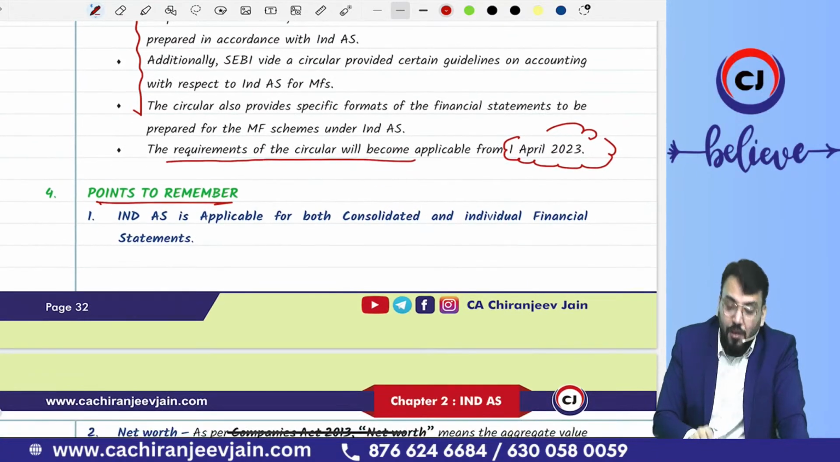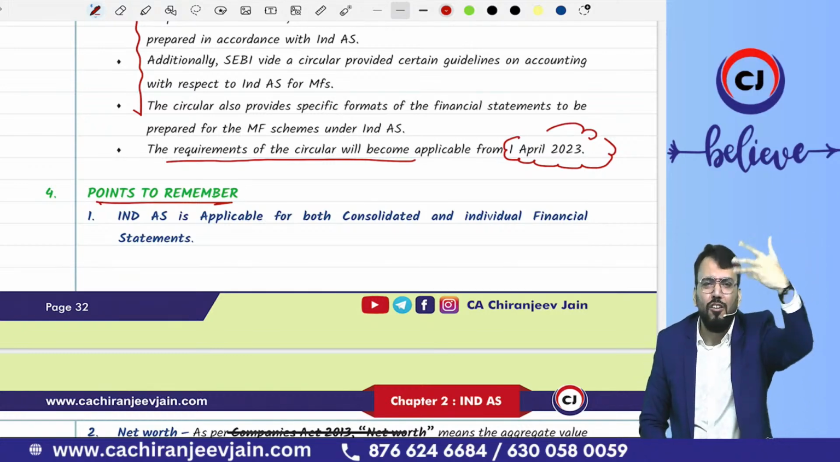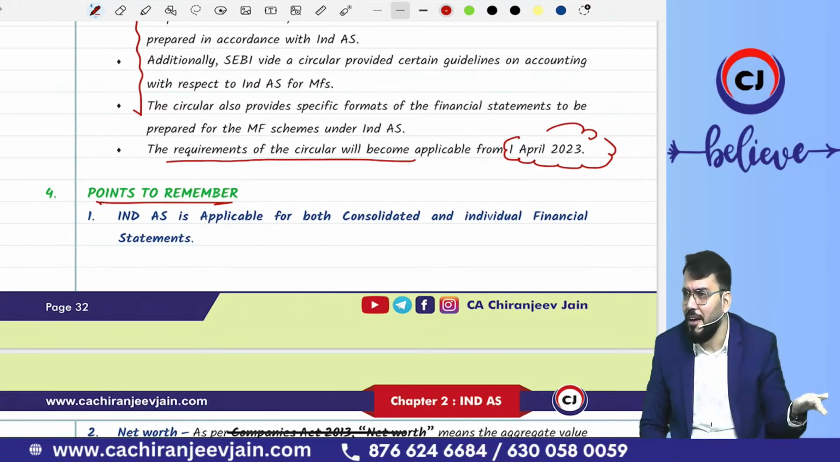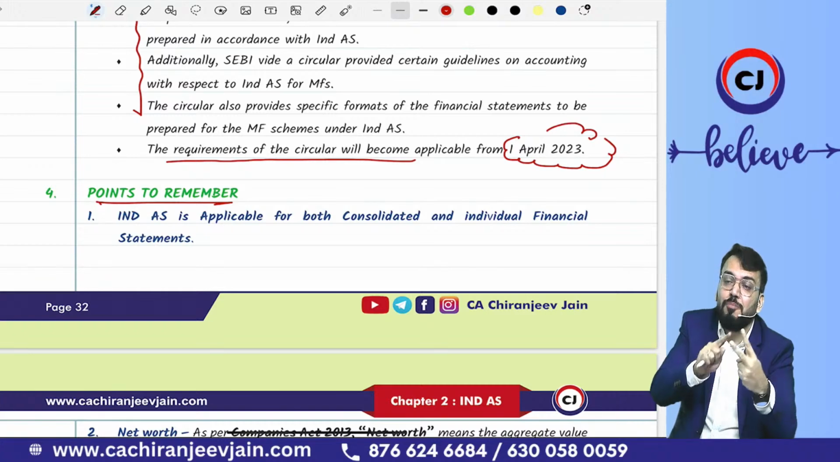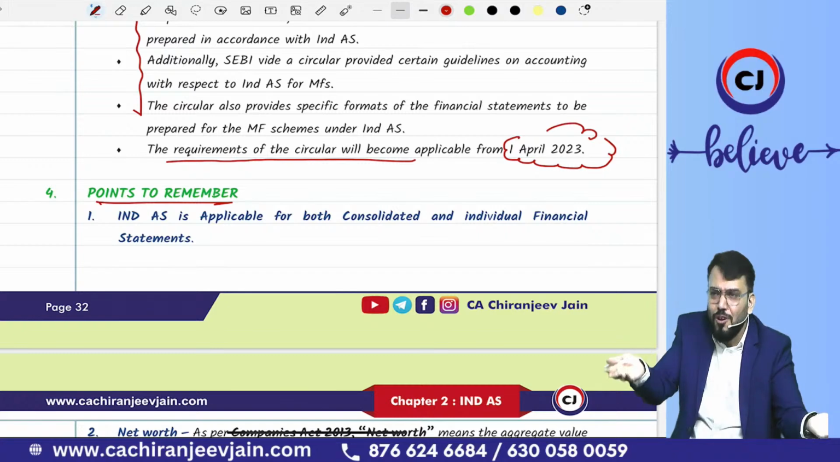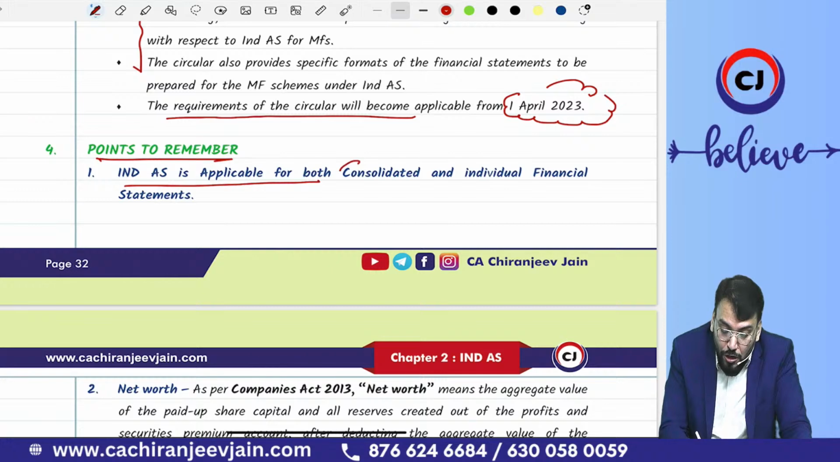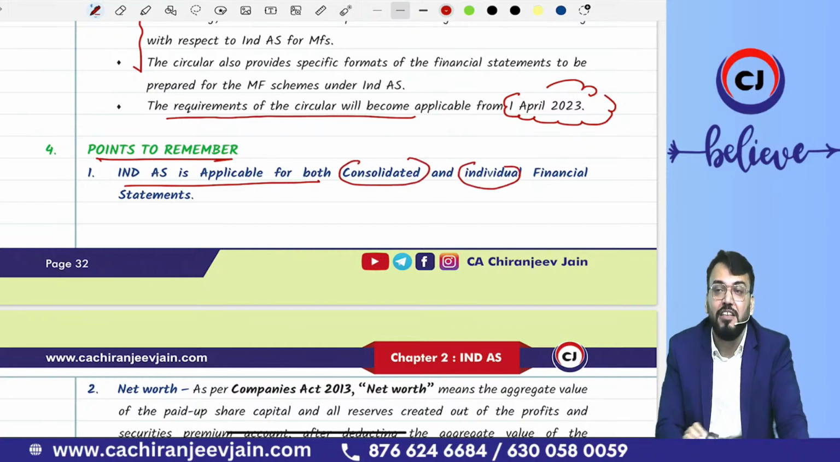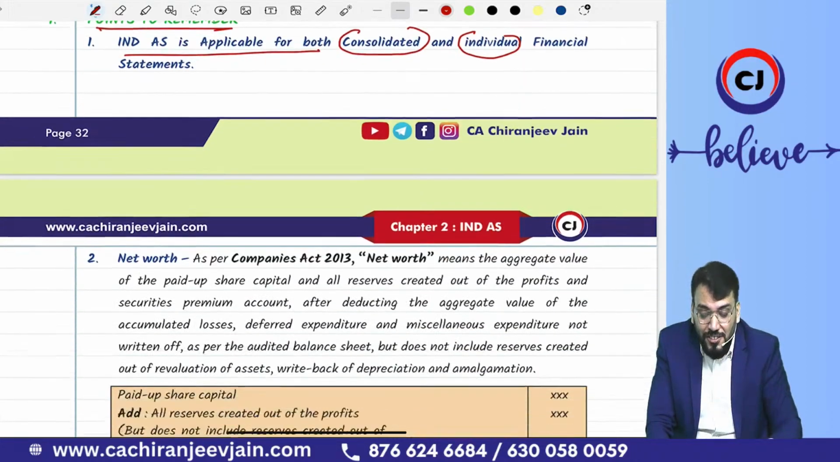Correct? Yes, sir. Now, coming to CA Inter, we started with the consolidated chapter. You have done it or not done it? Okay, in CA Final, so we'll do it now. But you know that for a parent company, there are two sets of financial statements: one is consolidated financial statement, one is separate financial statement. Now, one doubt will come: Ind AS will be applicable to separate or consolidated, or both? Both only. Understood? Point one clarification has been given that Ind AS is applicable to both consolidated and individual financial statements.